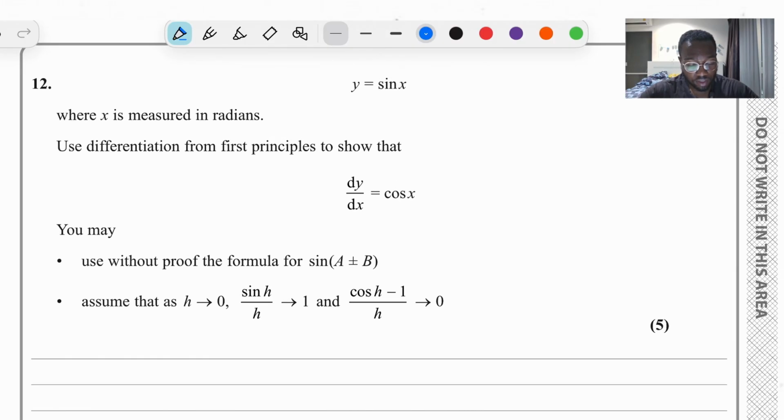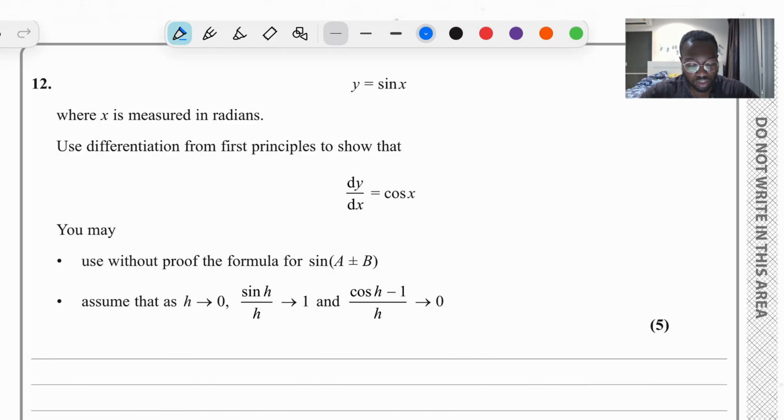So with this question 12, we get y is equal to sine x. We have to use differentiation from first principles to show that dy over dx is equal to cos x. And they also tell us that when h tends to 0, sine h over h tends to 1, and cos h minus 1 over h also tends to 0. So we have this thing they tell us.